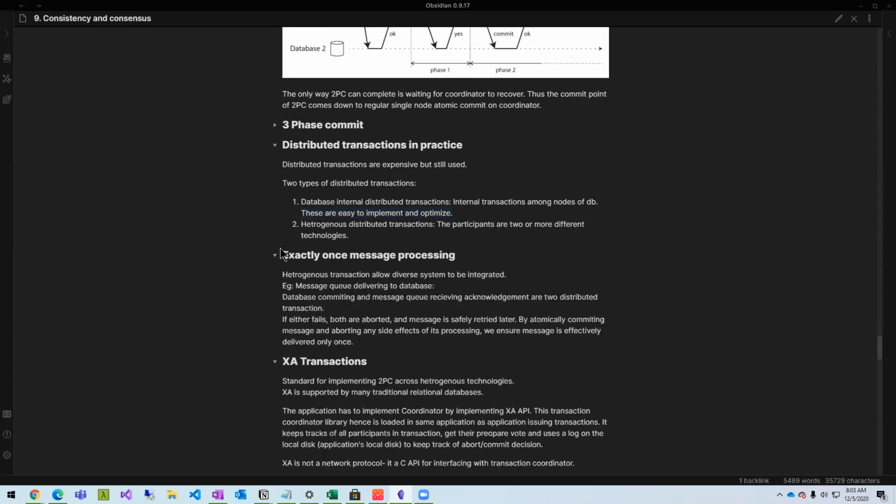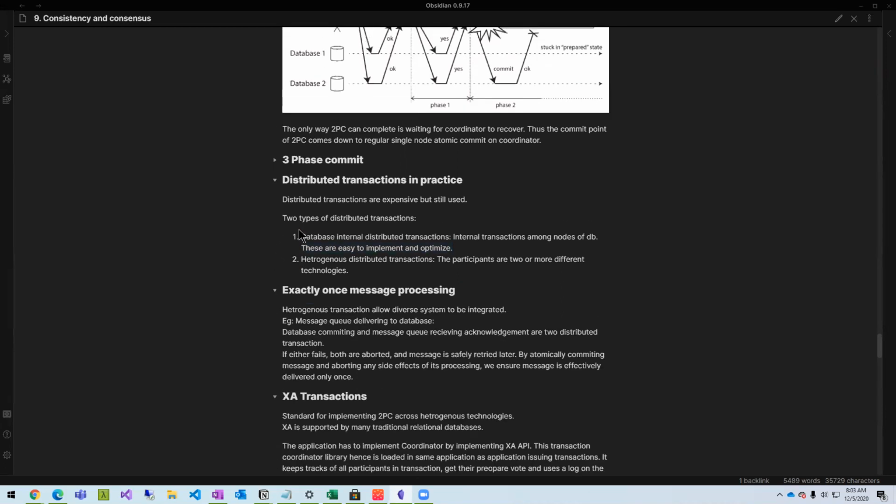Then one more brief topic is exactly-once message processing. With heterogeneous distributed transactions, it allows us to integrate two different types of systems into one transaction. Let's take this example: you have a message in a message queue, and that message has to be delivered to some database.